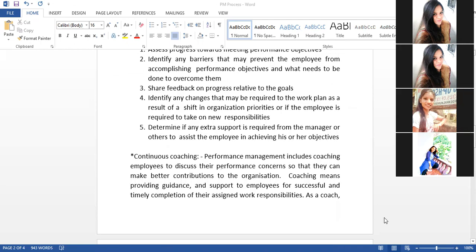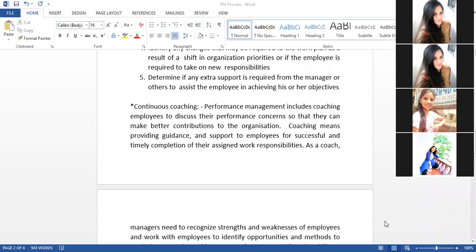Okay, so coaching is a part of monitoring, students, because while I'm monitoring the performance, I'm simultaneously going to start guiding my employees, right? So coaching is done along with monitoring the performance.